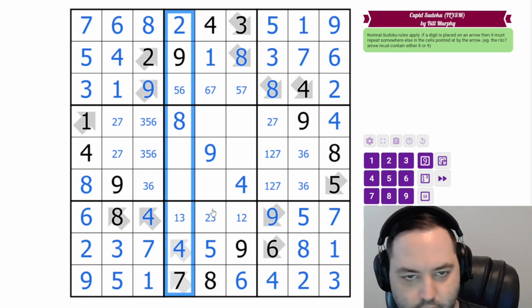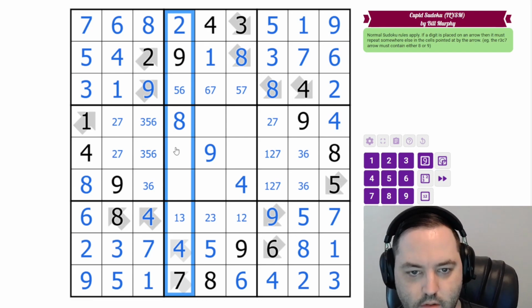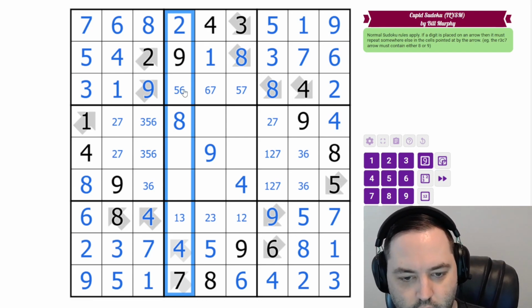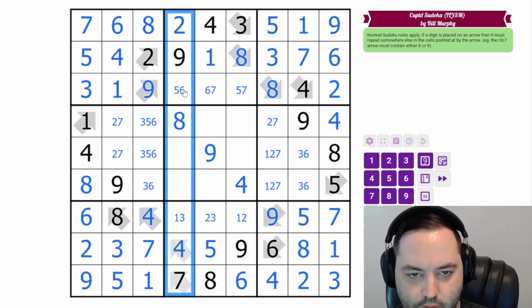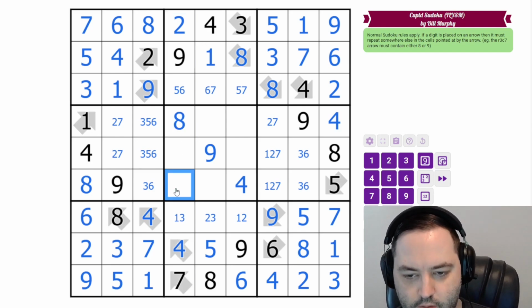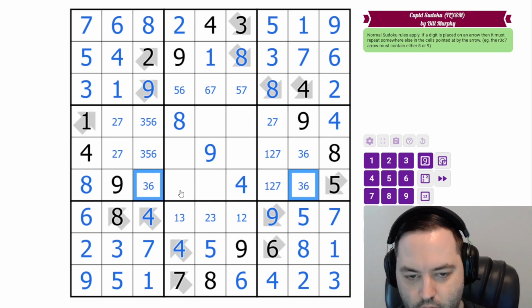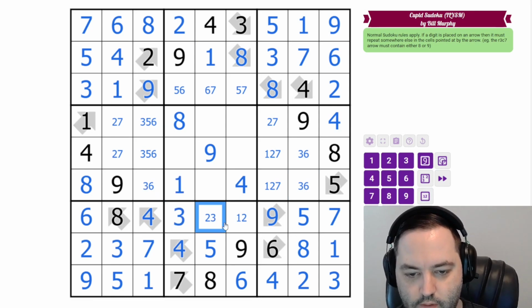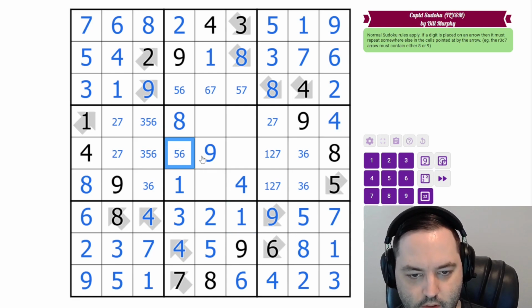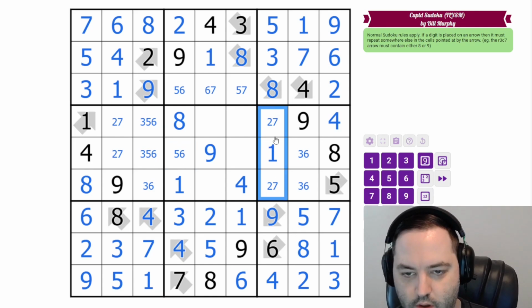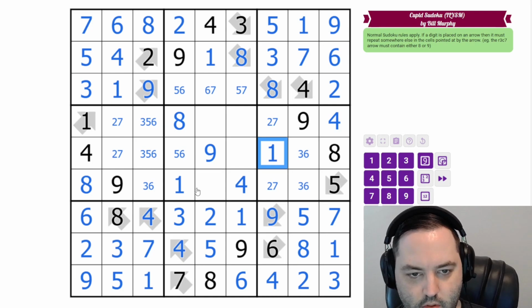I don't know that this is totally necessary, but it's what I saw next, so I'm going to use it. What are we missing in the column? We're missing 1, 3, 5, and 6. This cell, however, can't be a 5, and we also have a 3, 6 pair in the row, so this has to be 1. This is 3, 2, 1. And now this is 5 or 6. This is not 1, so the only place for 1 in this column is here.